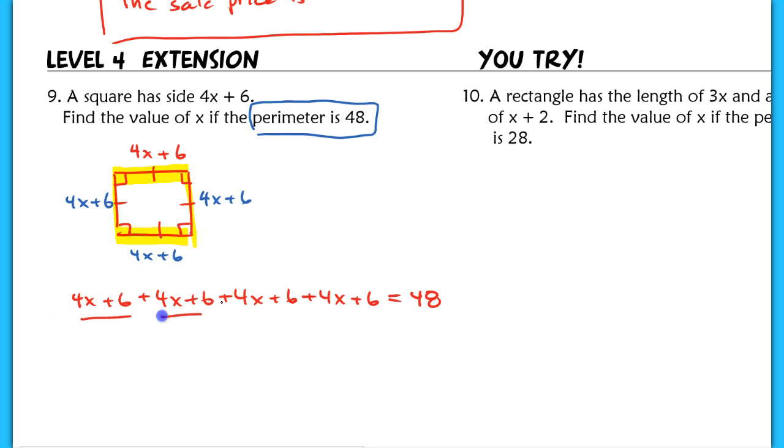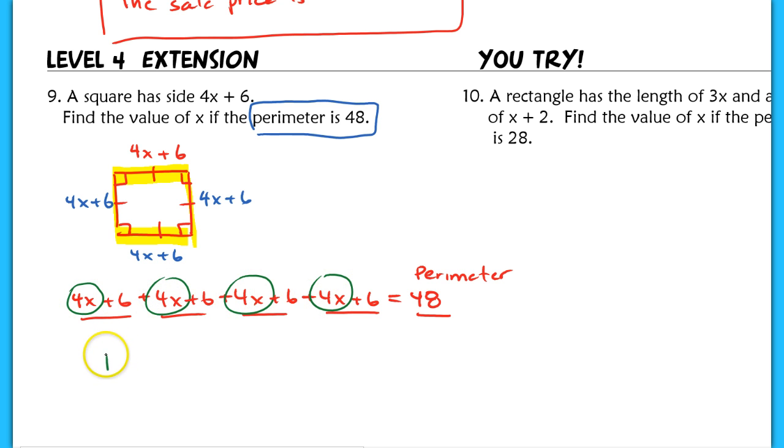All of the sides put together add up to the perimeter. This is a really important geometry concept. And from here, all we need to do is just simplify our like terms. Remember how we talked about like terms before? We're going to take 4x and add up all of these together. 4x plus 4x plus 4x plus 4x gives me 16x. Then I do the same thing with the 6. So I have 6 plus 6 plus 6 plus 6, which gives me 24.